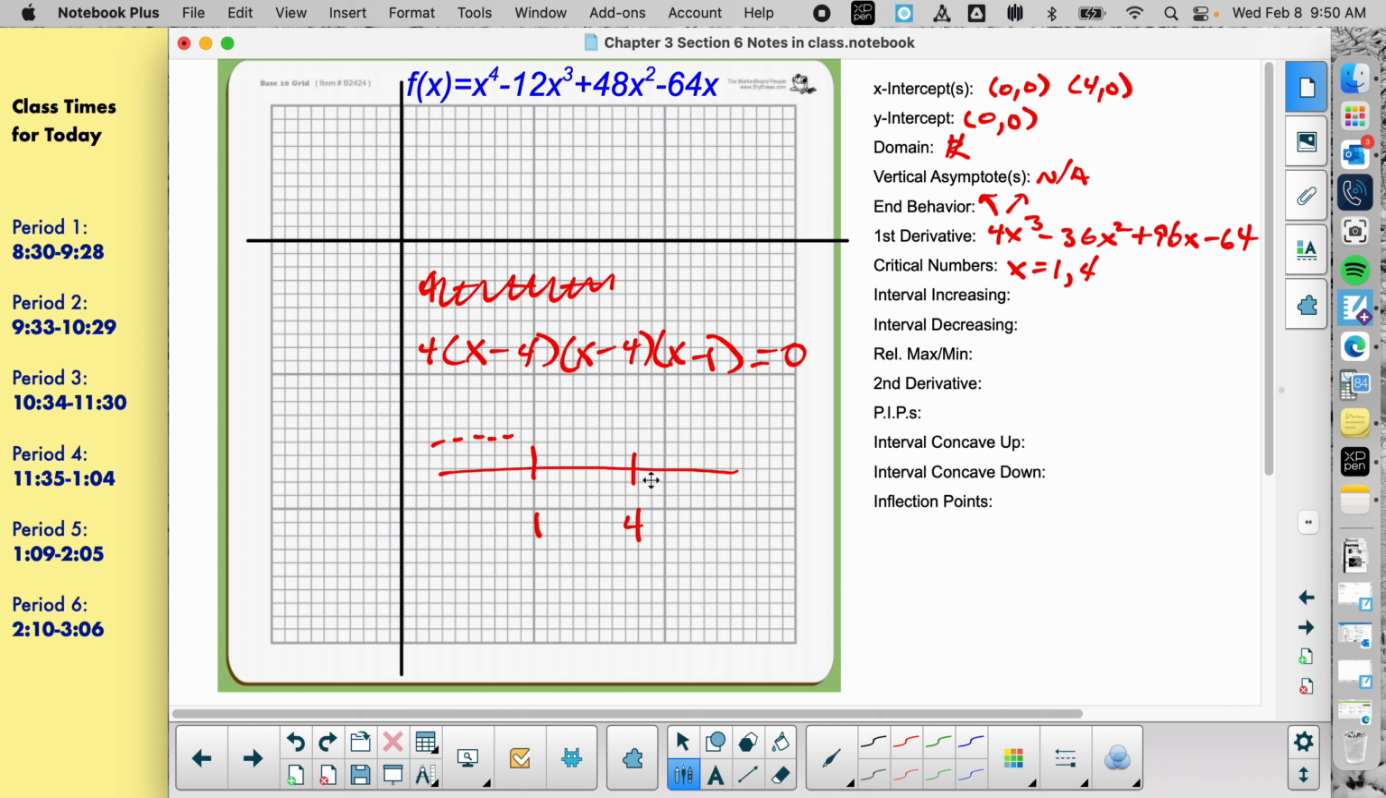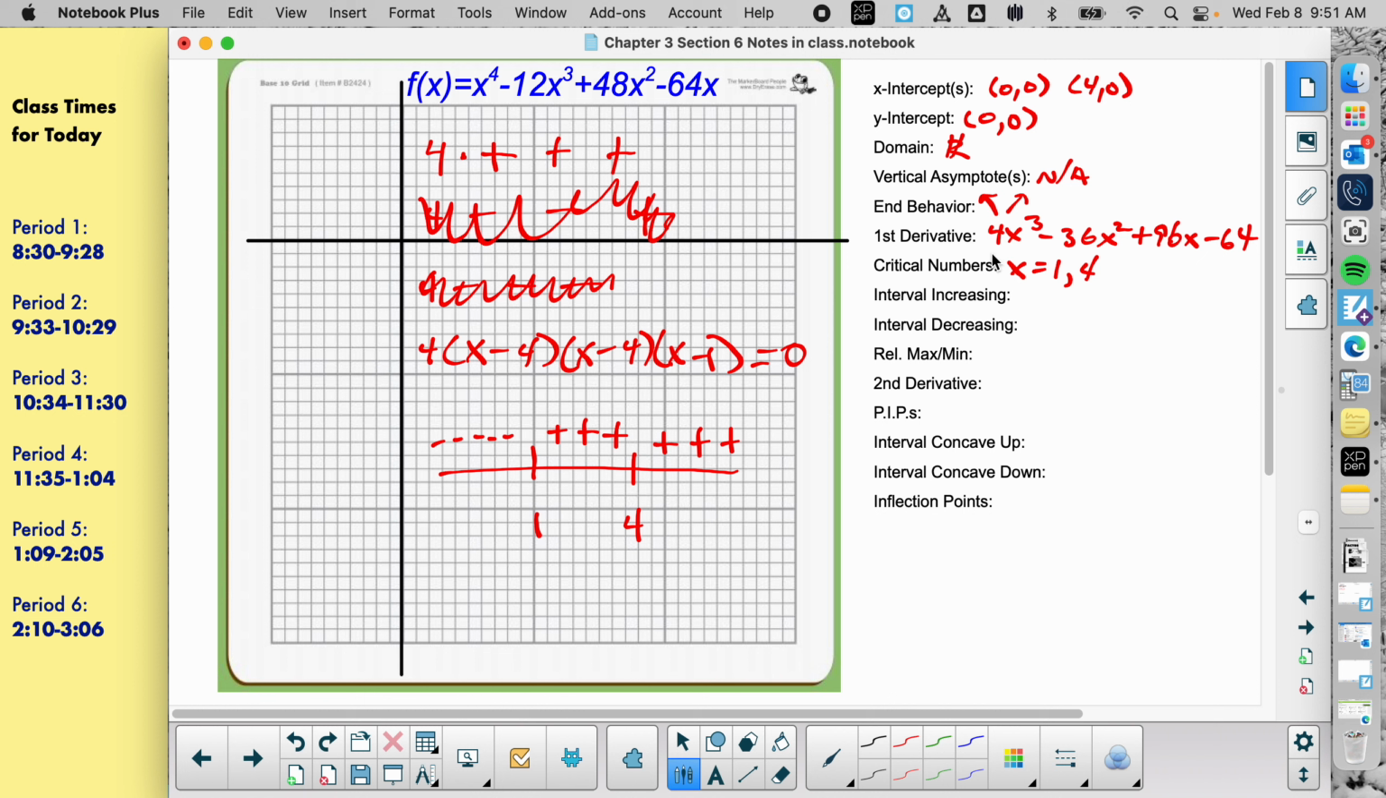Then I'm going to plug in 2. 2 would give me 4 times positive times negative times negative. That would be a positive answer. And then 10 would give me 4 times positive, positive, positive. Oh dear, this one's weird.